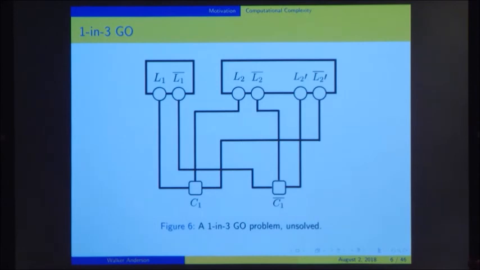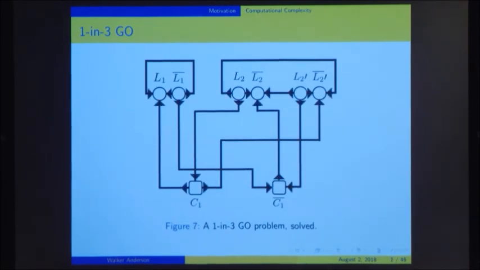So the problem is solved on a 3-regular graph, which means that every vertex of the graph connects to exactly 3 neighboring vertices. Now, there are 3 different kinds of vertices in this graph. The ones marked with circles are called literal nodes. These always come in pairs. And then you can see at the bottom, on the left is a clause node, and on the right is a negated clause node.